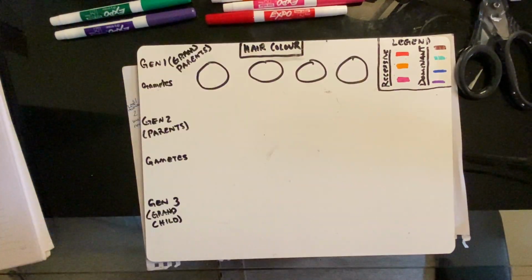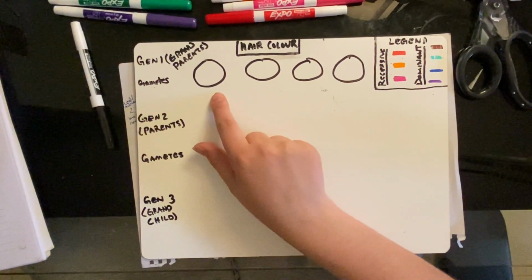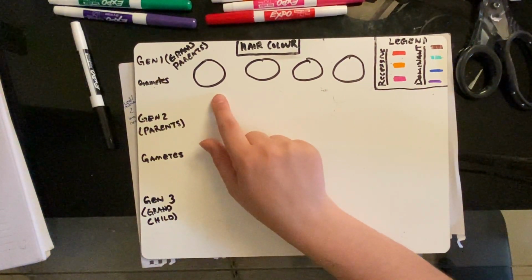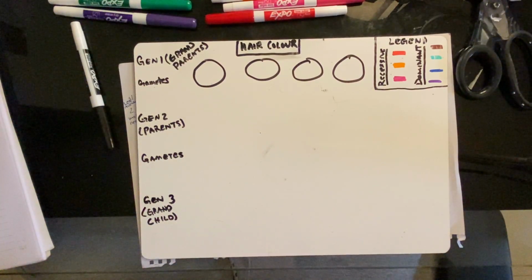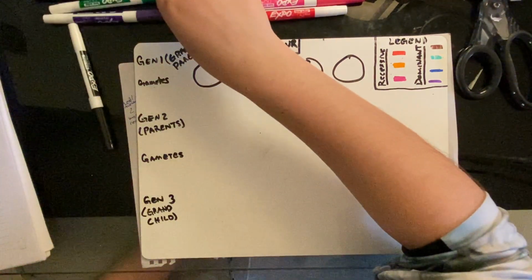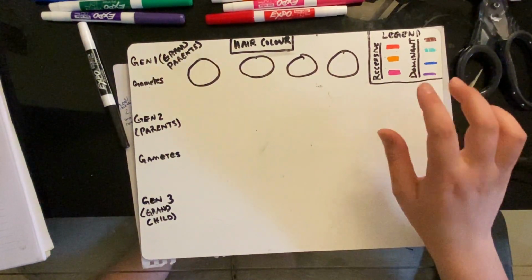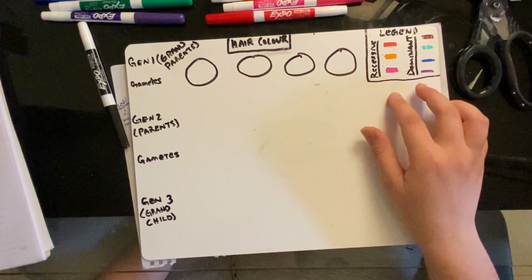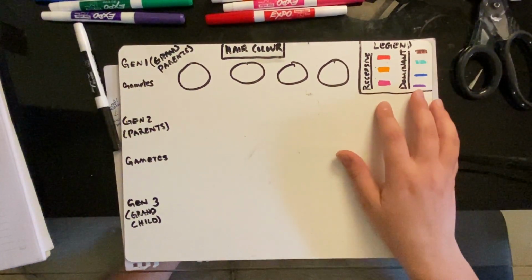So now we're going to pretend like this cell right here represents a cell that is going to be broken down into gametes from grandma number 1. And we're also going to pretend that in this exercise, all of the dominant and all of the recessive ones in the legend are equally dominant or equally recessive, to make it simple.